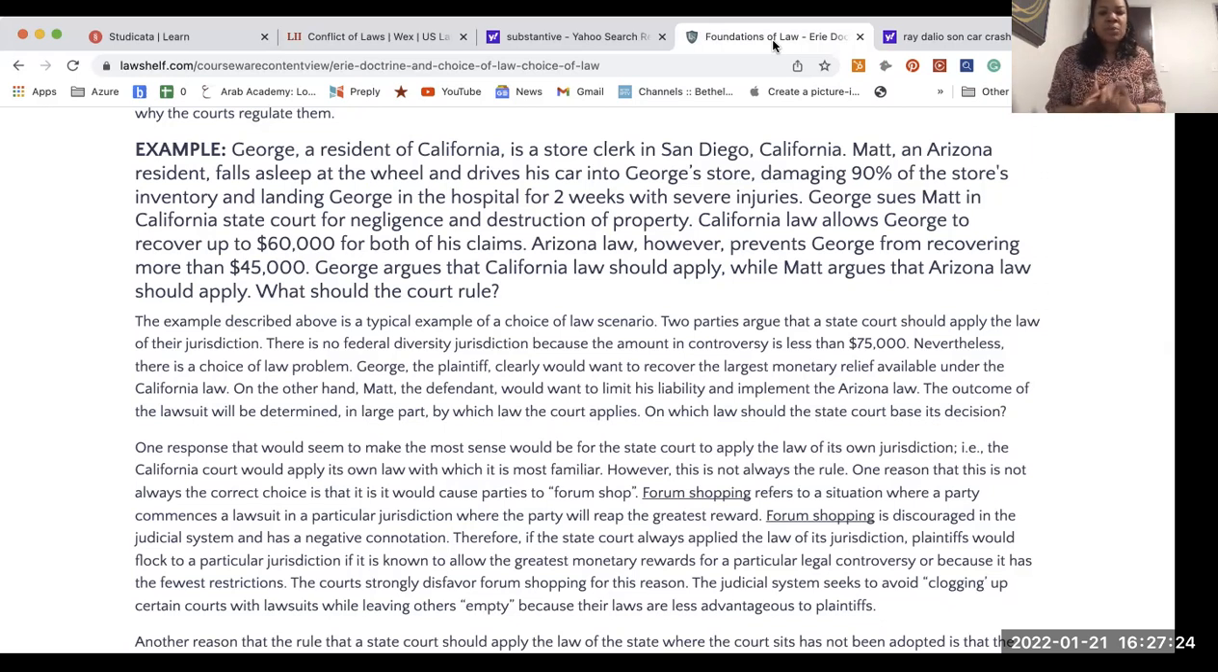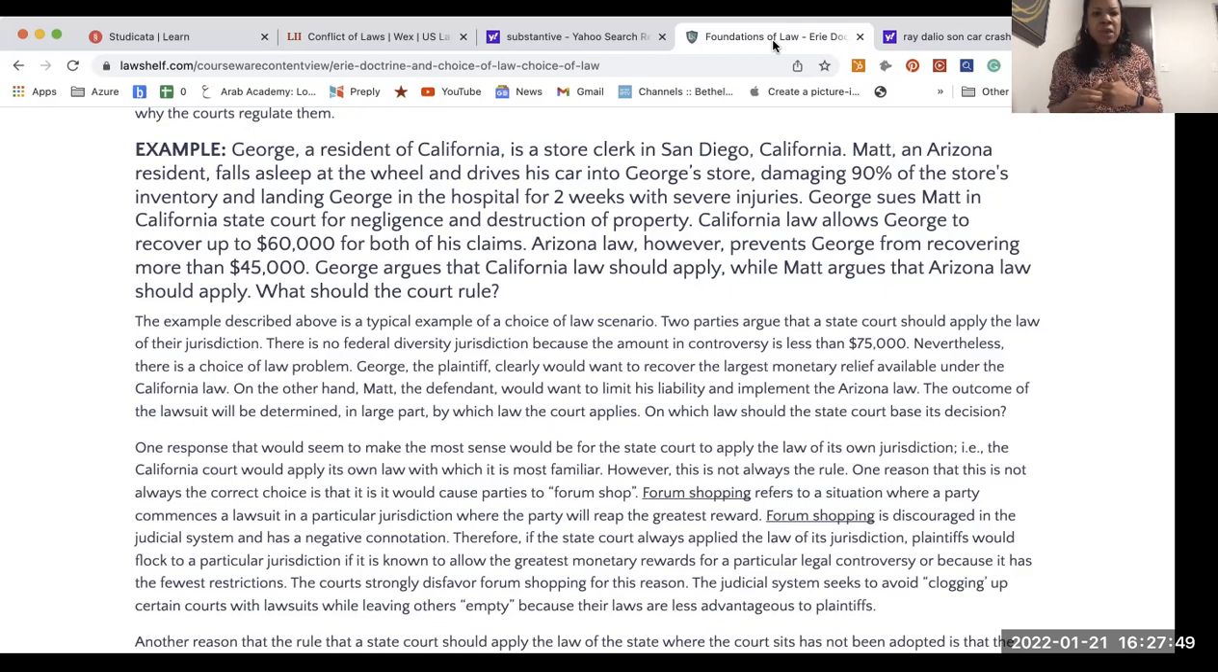George, the plaintiff, clearly would want to recover the largest monetary relief available under California law. On the other hand, Matt, the defendant, would want to limit his liability and apply Arizona law. The outcome of the lawsuit will be determined in large part by which law the court applies. On which law should the state court base its decision? So where did he sue? Does it tell us? Okay, yes.